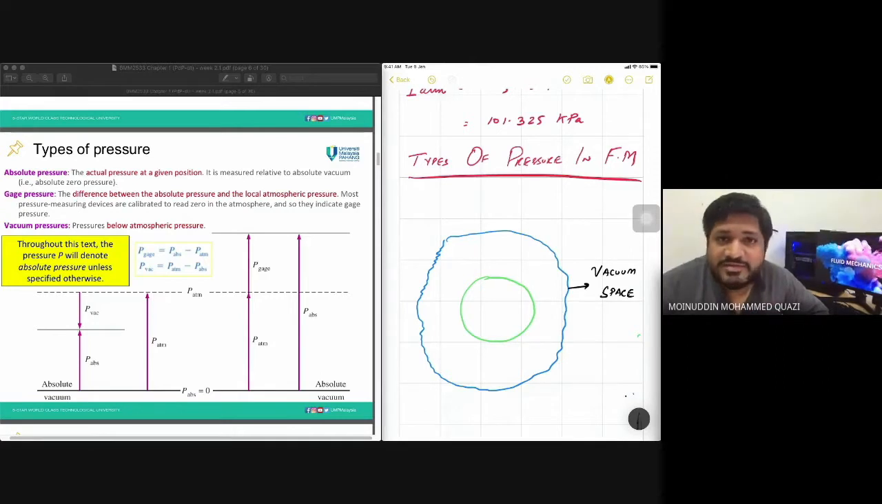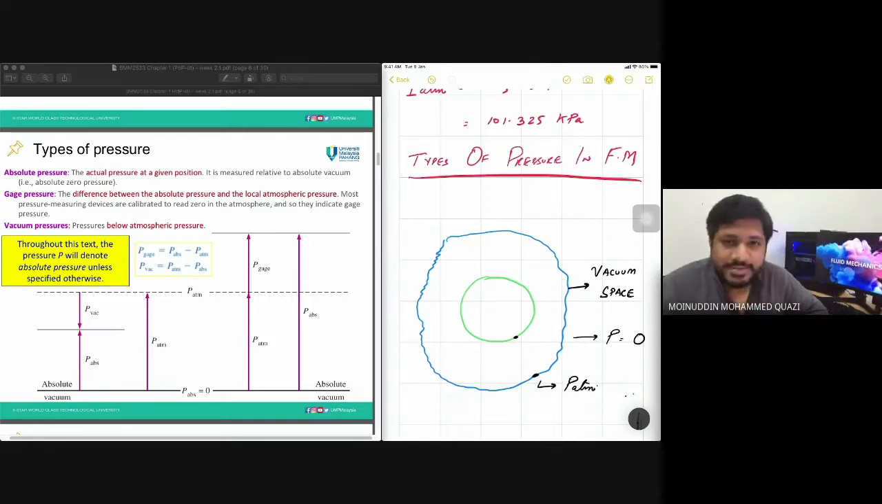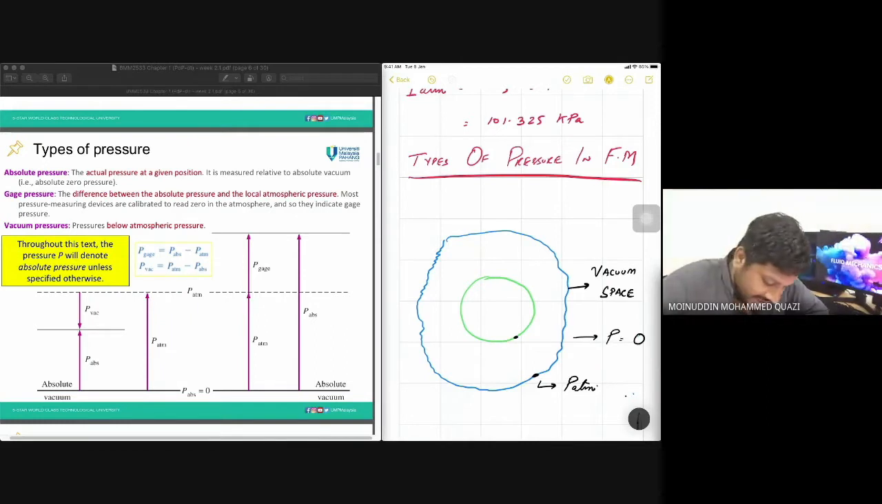Okay, in vacuum or in space, the pressure is zero. The absolute pressure P is equal to zero. Now I'm going to say this is the atmosphere. Outside, in space, the pressure is zero. Here I've got atmospheric pressure, P atm. This atmospheric pressure is acting on the whole Earth.